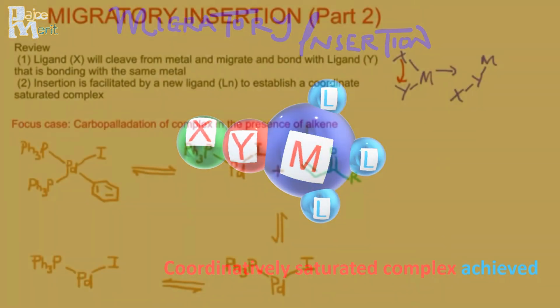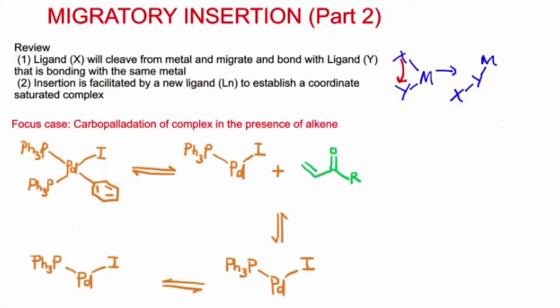So we have a specific extra ligand floating around in the solution, which facilitates the insertion and attaches to the metal. The ligand bonds to the metal, the metal bonds to Y, and Y bonds to X, therefore making this complex a coordinatively saturated complex.